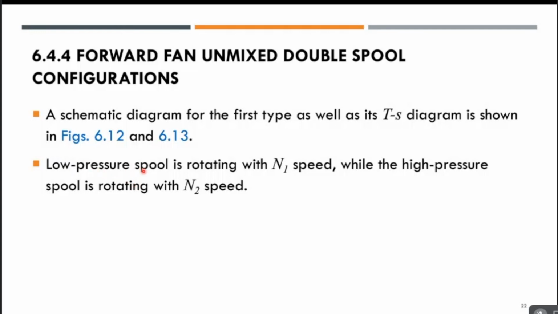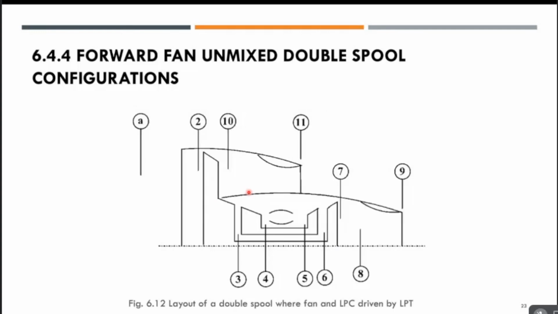The low pressure spool is rotating at N1 speed because it is rotating at a different speed than the high pressure spool. The low pressure spool for the compressor and the turbine, as well as the fan, rotates at one particular speed, which is lower than the high pressure spool speed, N2. So in terms of the layout of a double spool where the fan and low pressure compressor are driven by the low pressure turbine, this is the ambient condition schematic, just for half of the engine.